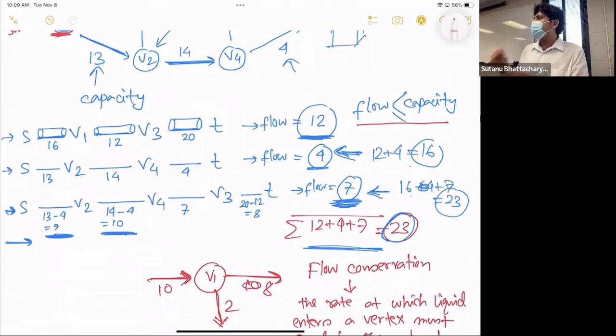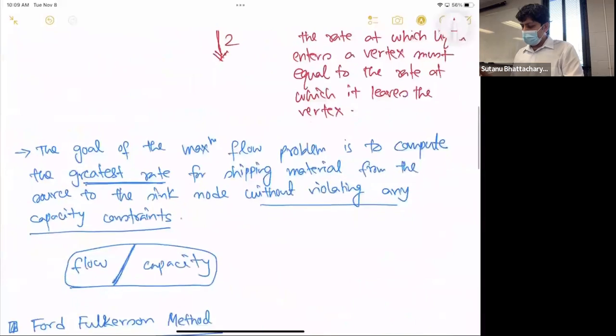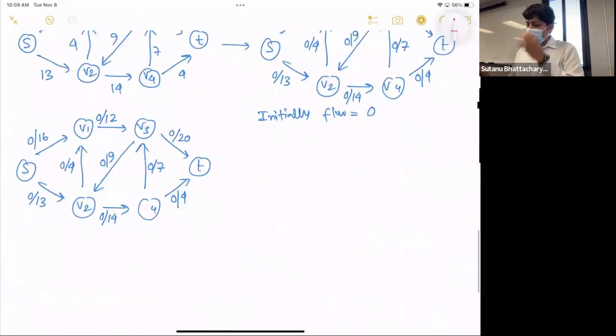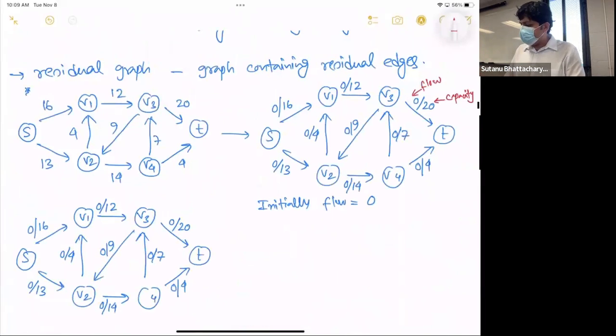So Ford Fulkerson will show you if you choose randomly, because you cannot solve it manually. When you do it programmatically, any augmenting path can be chosen. So if it is a bad move, then the method will undo that process. So it is guaranteed that you will always get the maximum flow at the end when the algorithm terminates. Okay. So this is the residual, the graph with flow and capacity.